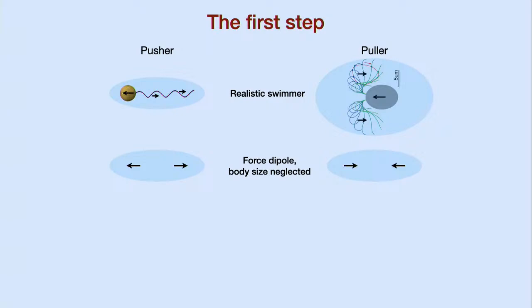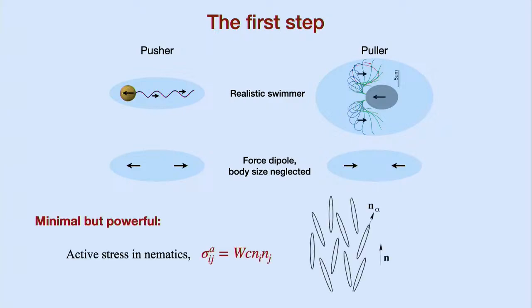You just need two point forces, equal and opposite, and you put that into the fluid. The disturbance created by this object when you are far away from it, and the disturbance created by these two point forces when you are far away from it, are similar. Okay, that's the first assumption, the first step that you can take. It turns out that it's a minimal model, but it's a powerful model.